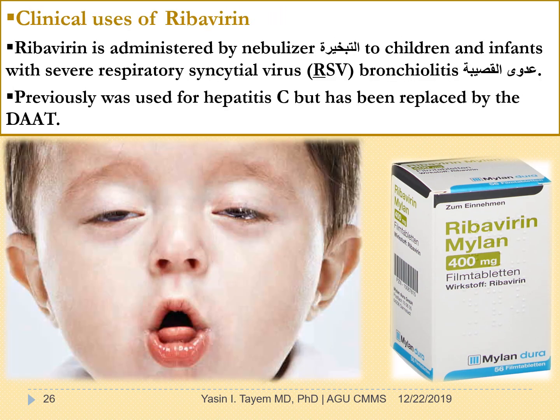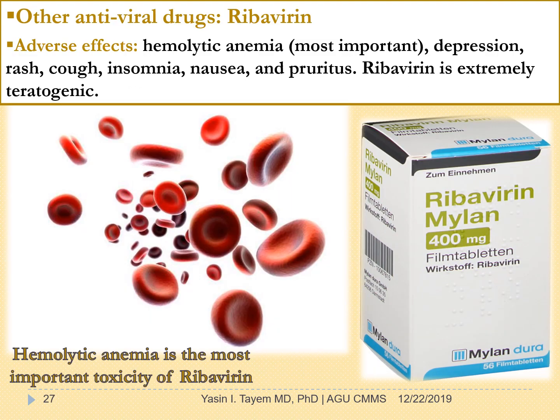Ribavirin is administered by inhalation to children and infants who suffer from bronchiolitis caused by RSV virus, respiratory syncytial virus. It was used previously for hepatitis C, but it has been replaced by direct-acting drugs. The most important adverse effect of ribavirin is hemolytic anemia.